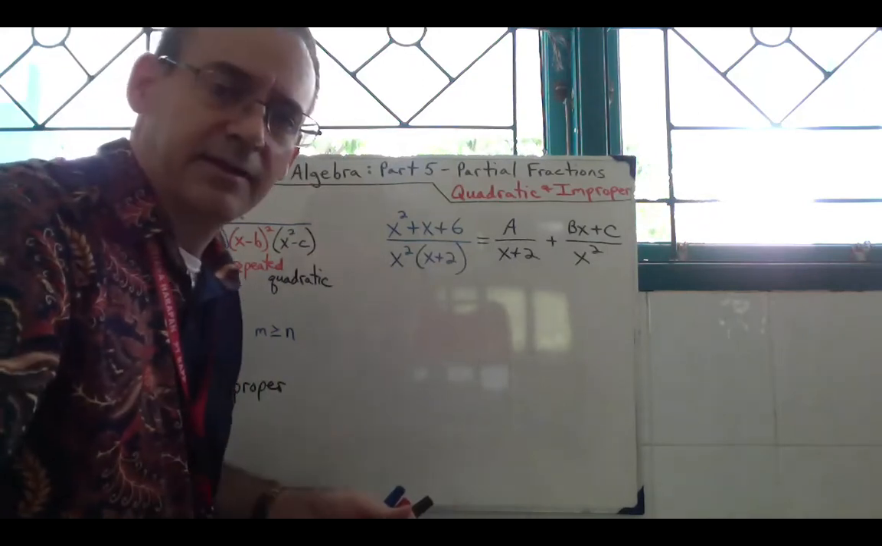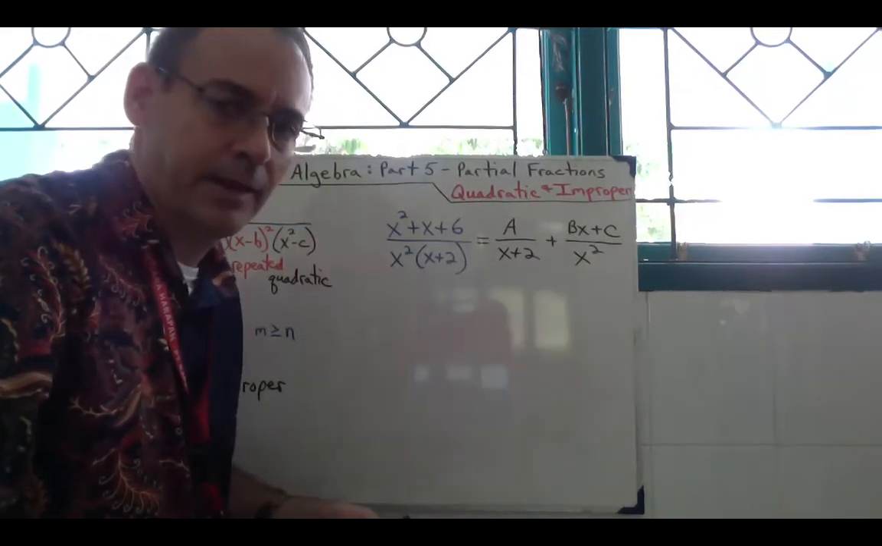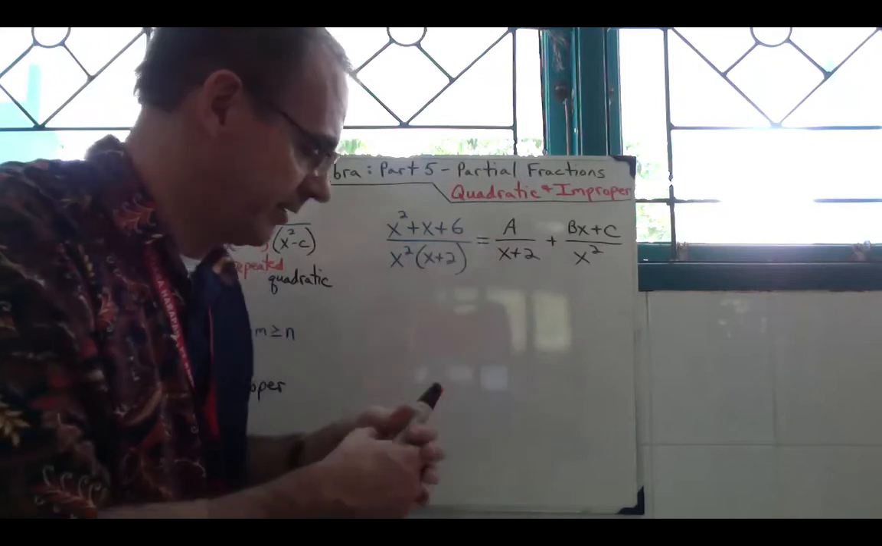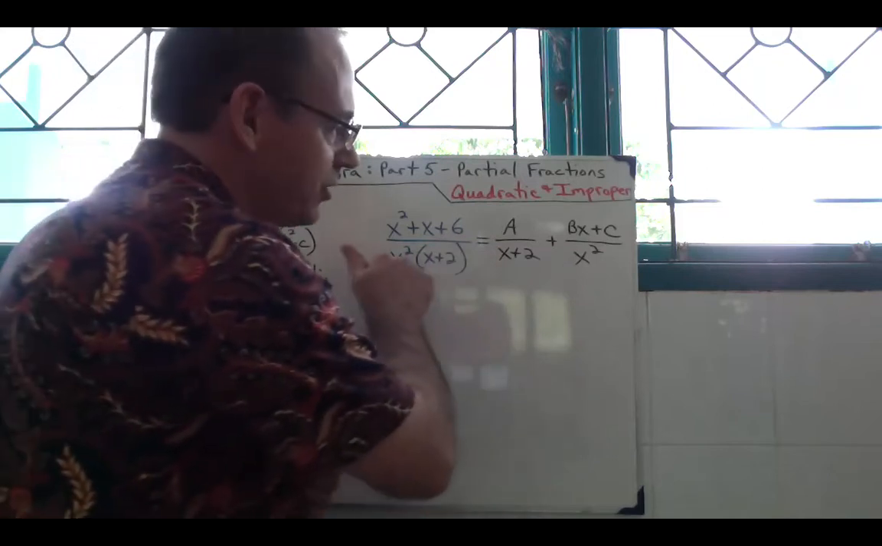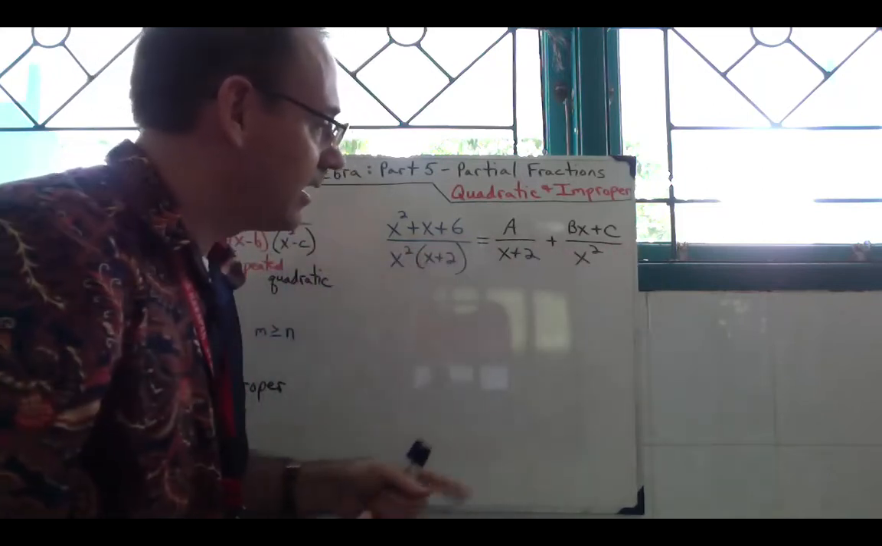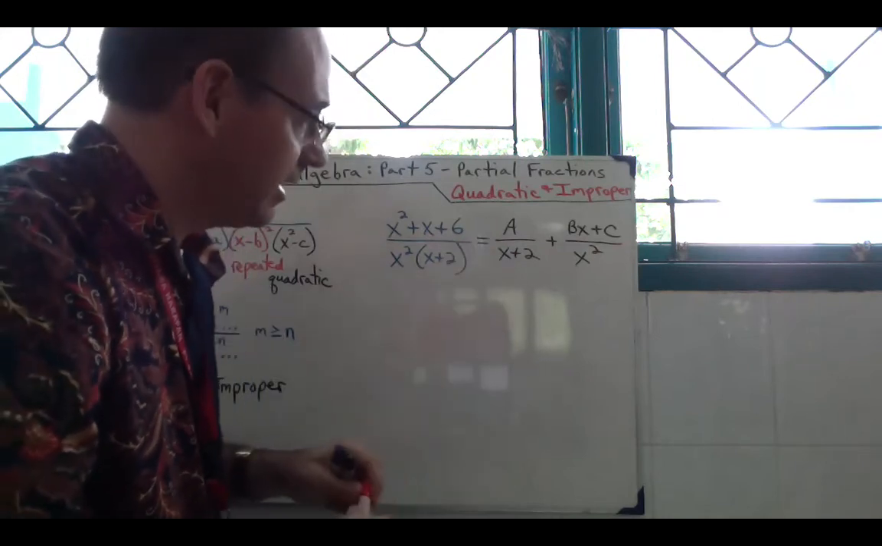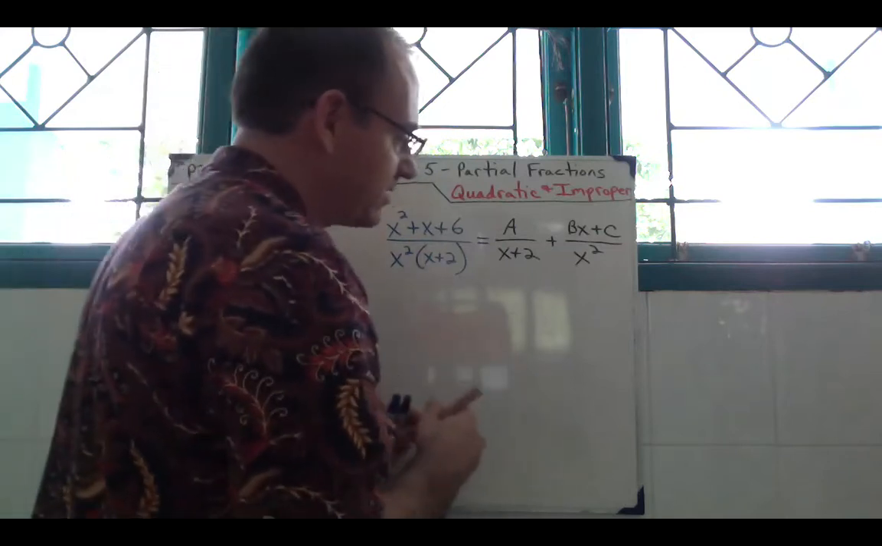And let me just take a... So what we want to do is solve for these letters, and we're going to eliminate one of these denominators here. So we're going to start with our simple. We're going to multiply everything by x plus 2.